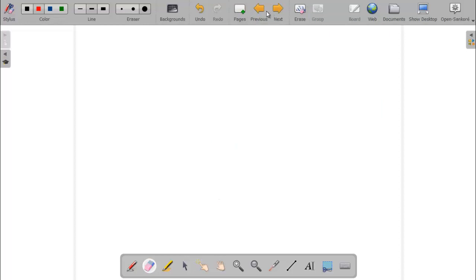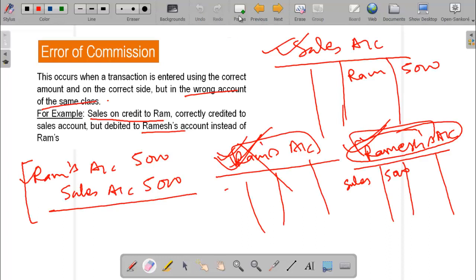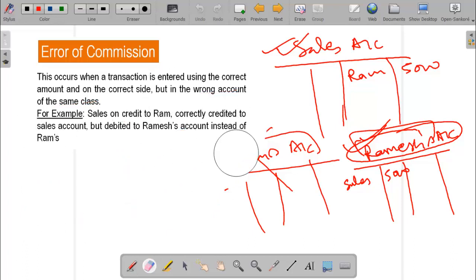Now see the next error. So, understood what is the error of commission? See, again I am explaining. This occurs when a transaction is entered using the correct amount. I have taken the amount correct, 5000. See in the Ramesh account, the amount is correct and the side is also correct, debit side. But the account I have taken is wrong. Instead of the Ram account I have taken the Ramesh account. So this is called error of commission.